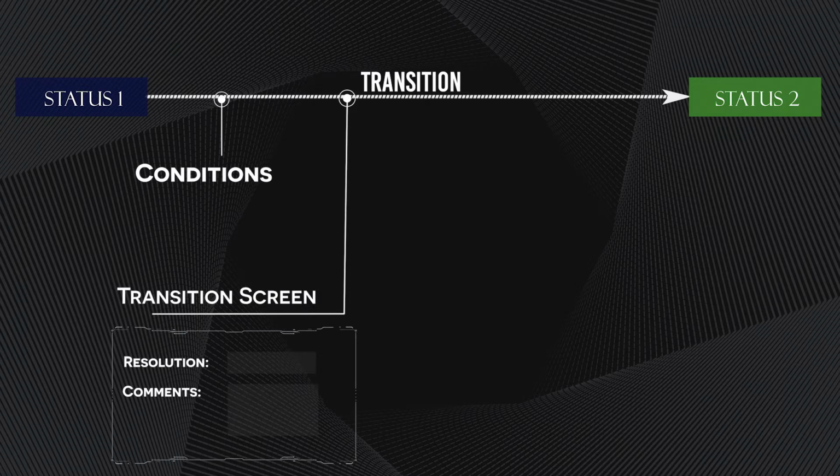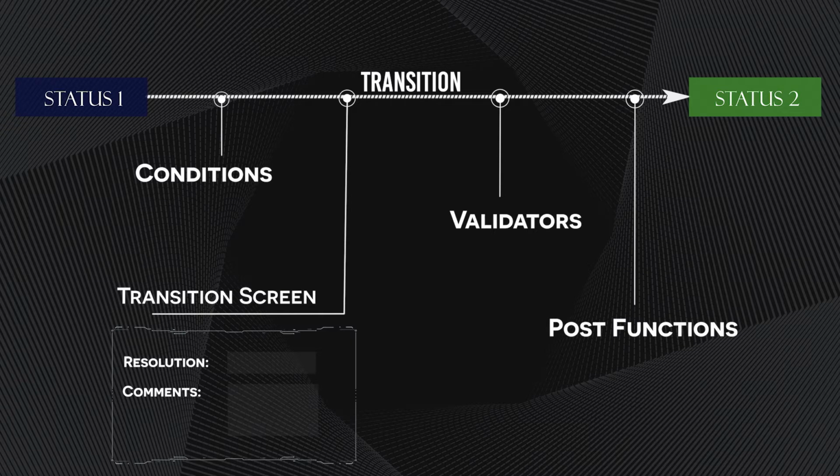This is a pop-up screen that requests additional data before the transition can be completed. They could be comments or values in a custom field. The next piece is a validator. It is also a requirement check, similar to conditions. But this check is performed after the transition has begun, so the user can select the transition button before the validator is performed. The last piece is a post function.